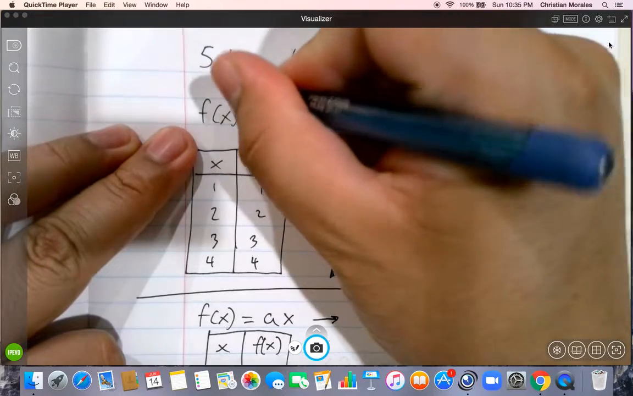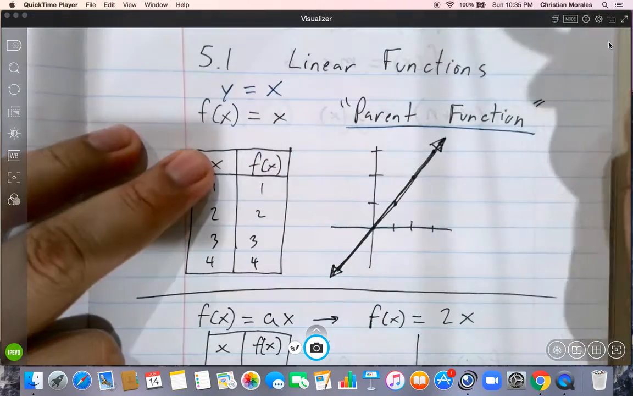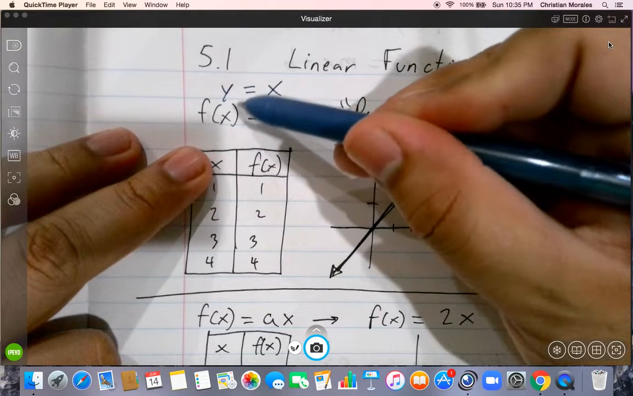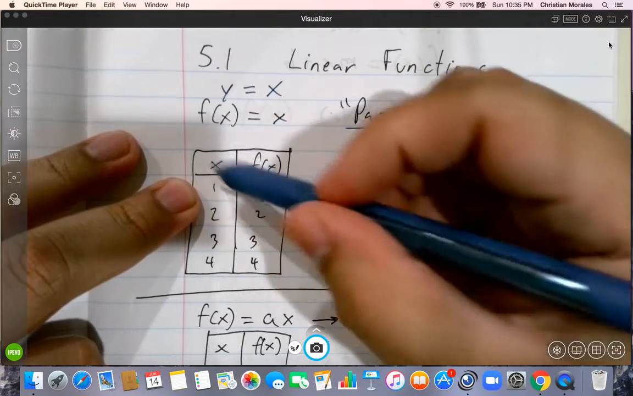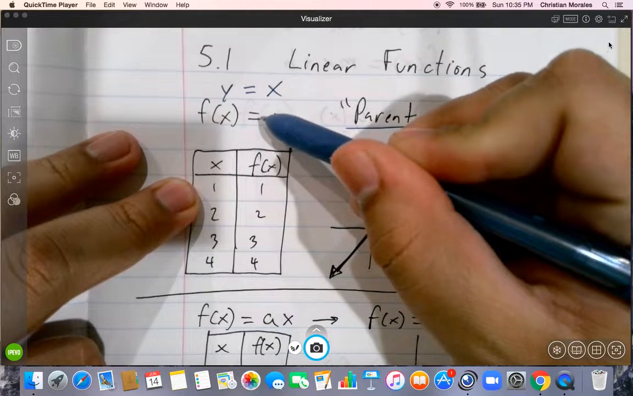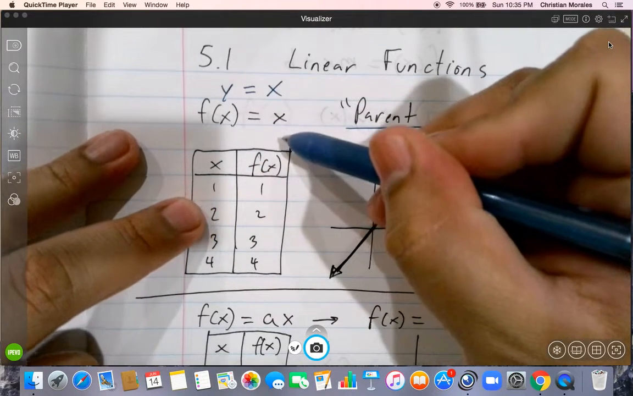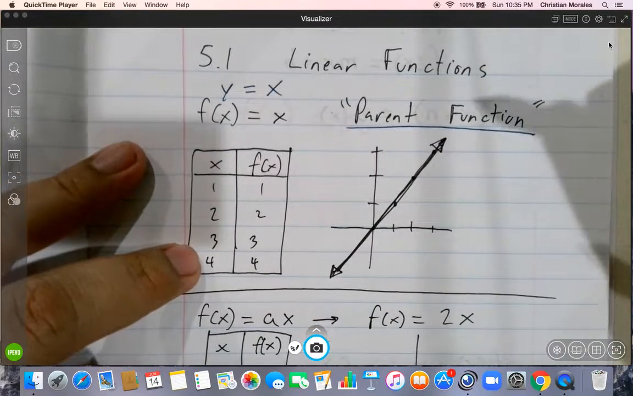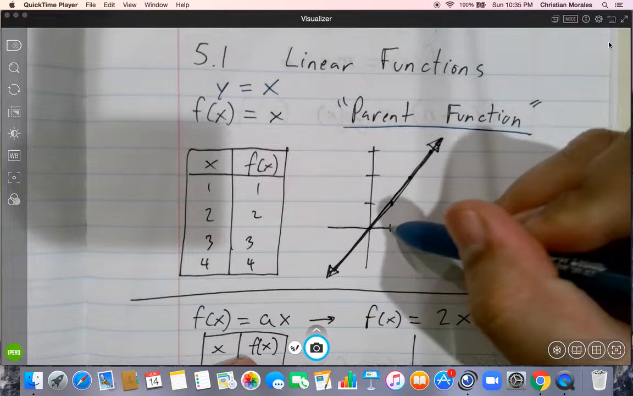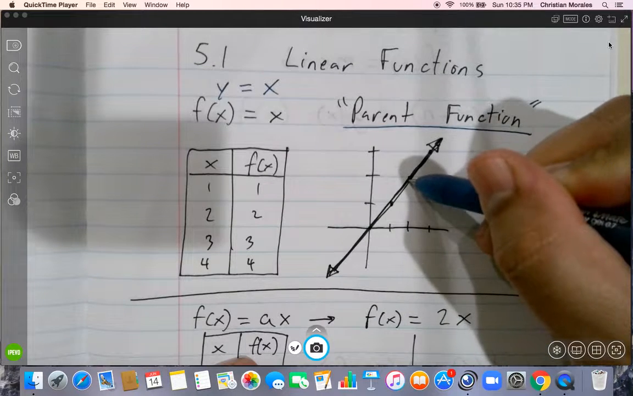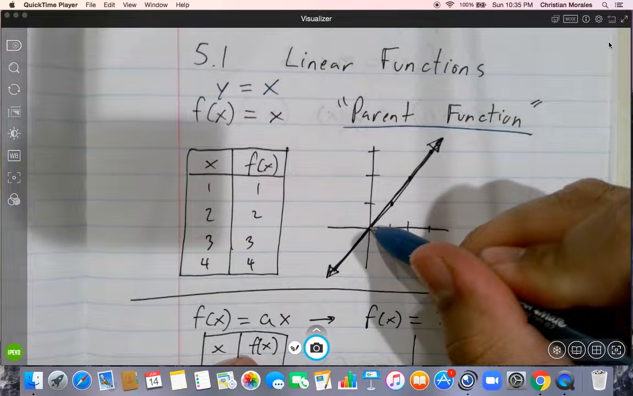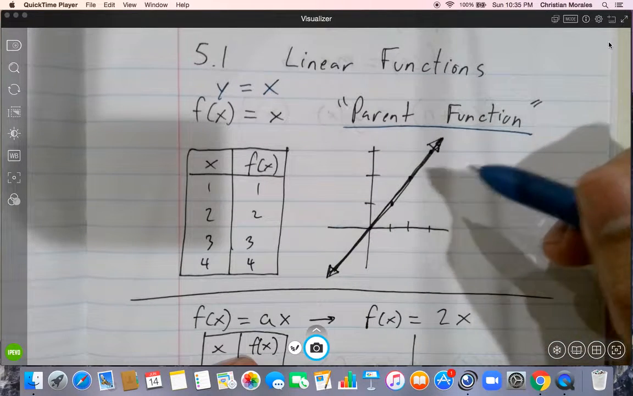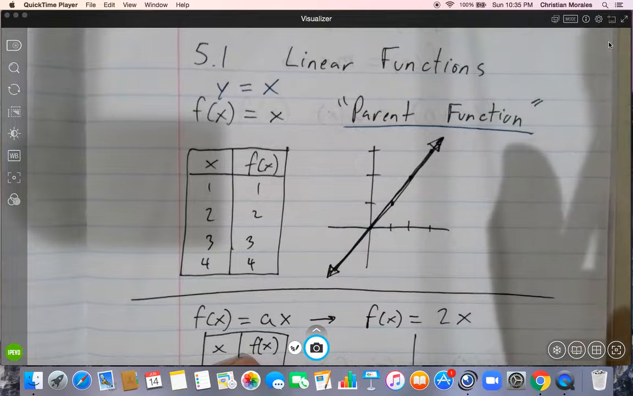Now you might know it like this, y equals x. So what does that mean? When you plug in a number, you get the same number as your answer. When you plug in 1, your answer is 1. When you plug in 2, your answer is 2. When you plug in 3, your answer is 3, 4 and 4, and so on and so on. So when you graph it, (1, 1), (2, 2), (3, 3), you have this diagonal line that is the parent function of all other lines.